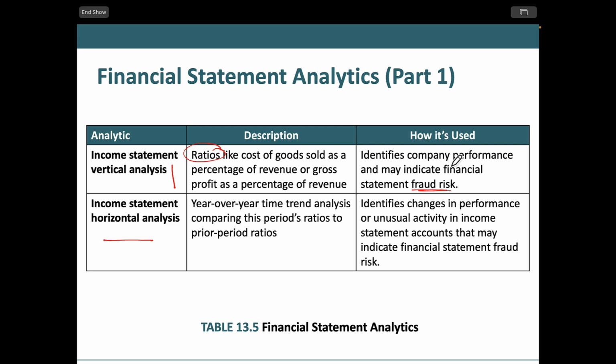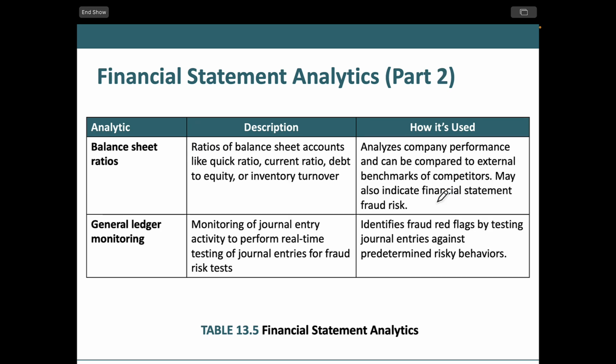So this is a year-over-year time trend analysis, where we're comparing this period's ratios to prior periods' ratios. What this allows us to do is identify changes in performance or unusual activity in the income statement account that also might indicate some financial statement fraud risk. Then we move back to our balance sheet and more ratios. Here we might look at the quick ratio, the current ratio, or a debt to equity or inventory turnover ratio. And this helps us analyze our company's performance, and we can compare this to external benchmarks of our competitors and hopefully also give us some risk assessment.